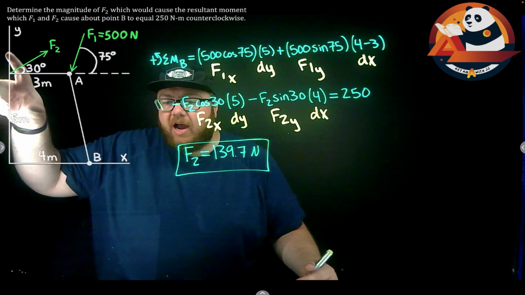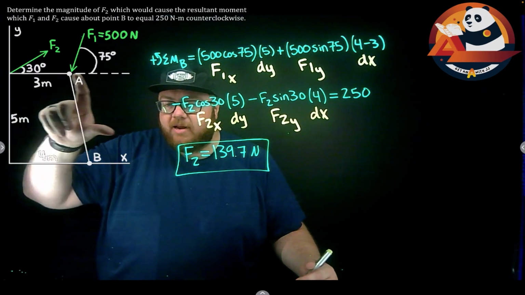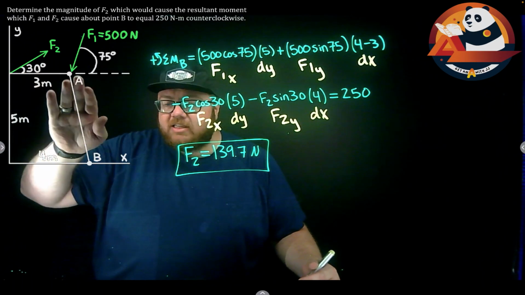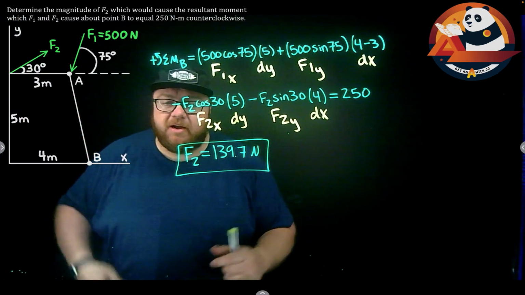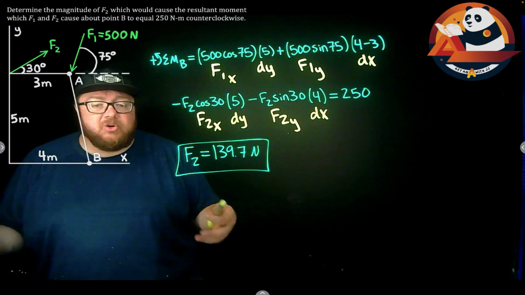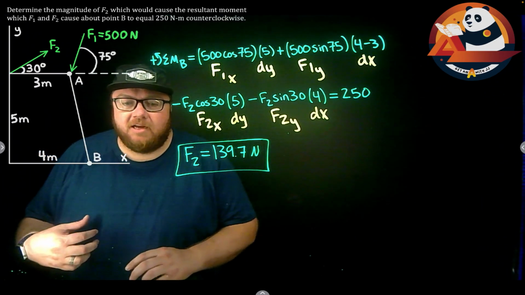For F2, the y component doesn't pass through here, but the x component would. It would pass straight through A, so that x component causes no moment. Really, only F2y would be causing moment about point A. The point we choose to sum moments about really impacts things as well. But this was useful for you.